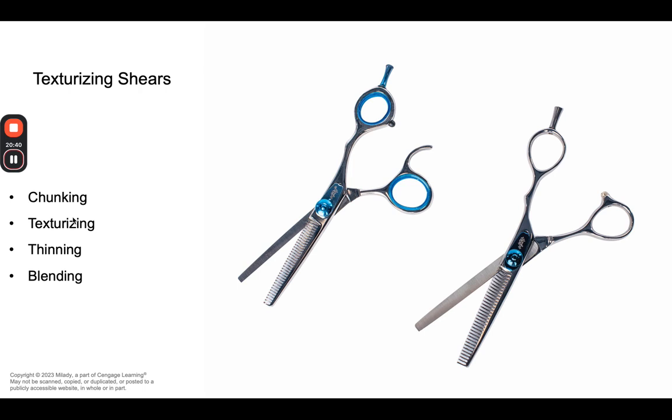Then we have thinning shears, which have 26 to 30 teeth. These are more universally used. They are also used for consistent reduction in bulk. The closer the teeth are, the more blended the haircut is going to be. And then you have blending shears. These typically have 38 to 50 teeth, and they're great for shear over comb cutting techniques.